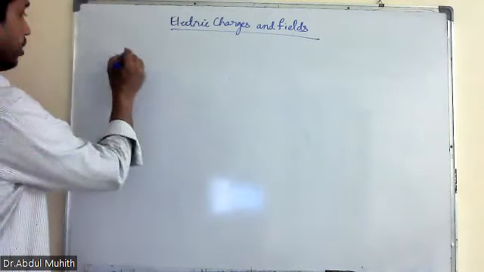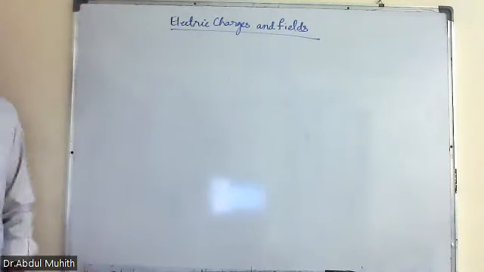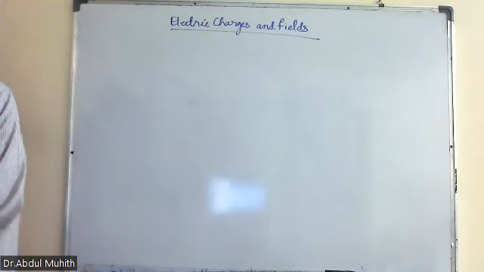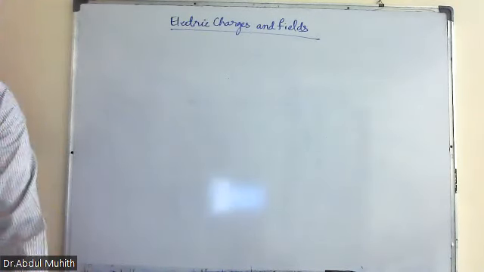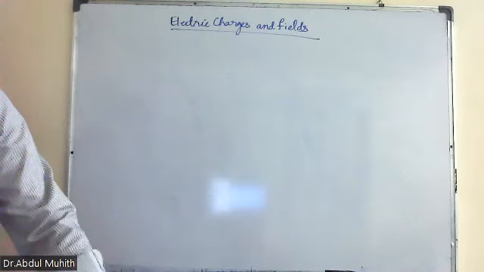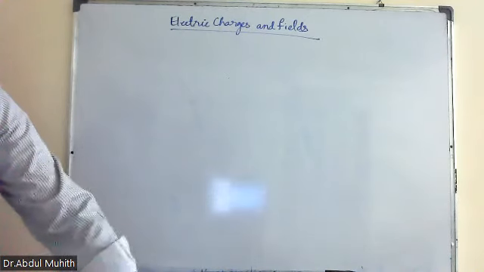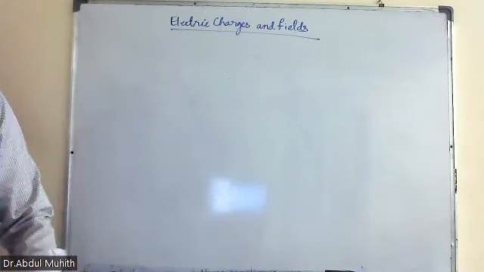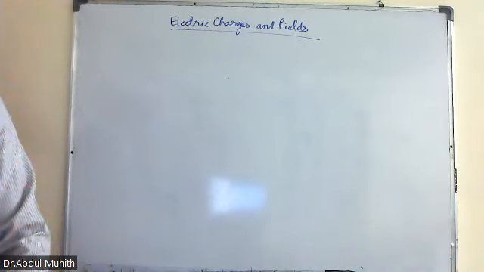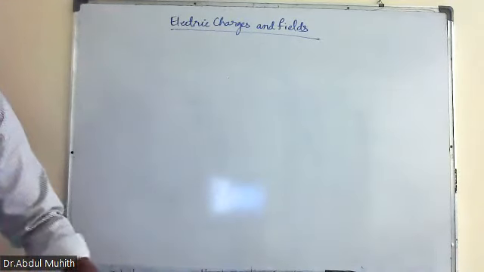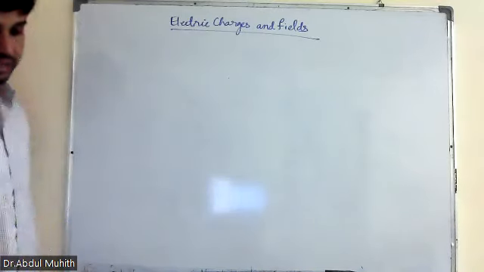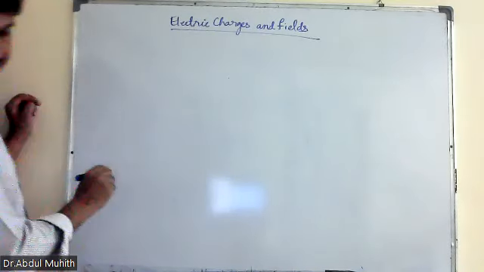Here we have electric dipole. So we will start with the derivation. We'll speak about axial line and equatorial line. We'll finish off that today. So axial line and equatorial line.